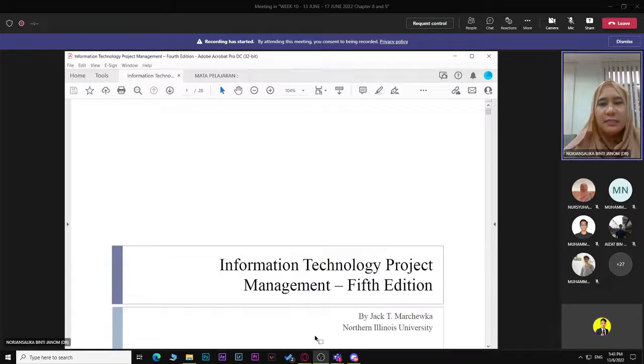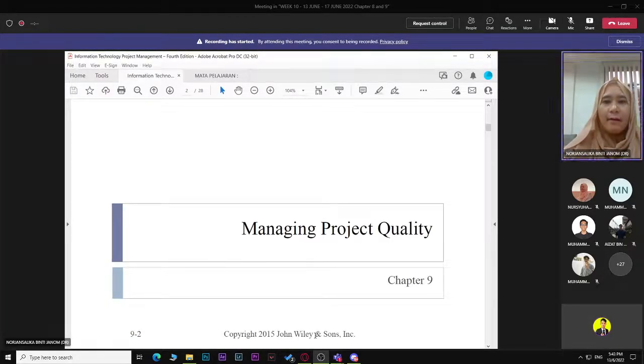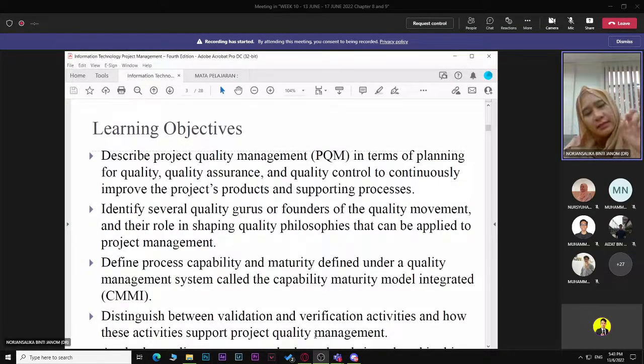Just give me another 30 minutes to finish up chapter 9. Chapter 9 is quite straightforward again, right? Which I want to emphasize a little bit more on the method of why project quality is important. Okay. Give me a few minutes more. I will finish at 6:10, insyaAllah, right? After this, for the following weeks and so on, we will finish on time, insyaAllah, right?